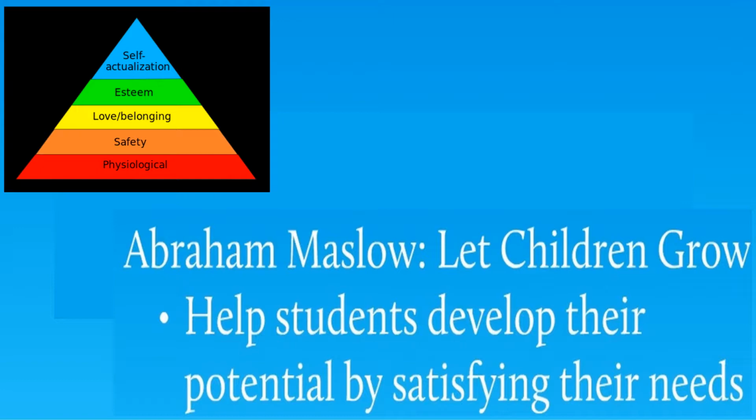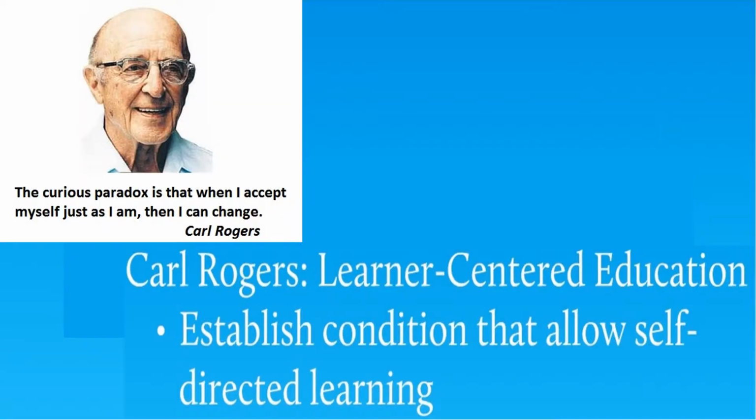For the humanist, Maslow's hierarchy of human needs is important because it talks about how to help students develop their full potential, self-actualization, by satisfying the needs at these various levels. Carl Rogers was both a humanist and a psychotherapist. He believed if an individual attained self-actualization, they would be a fully functioning, living person, enjoying the good life.